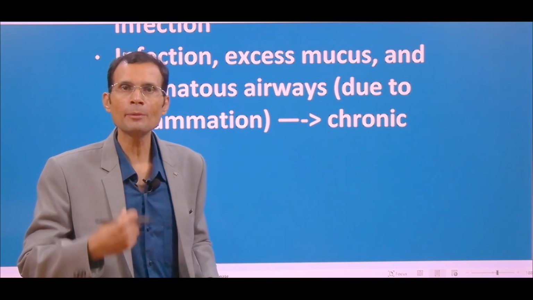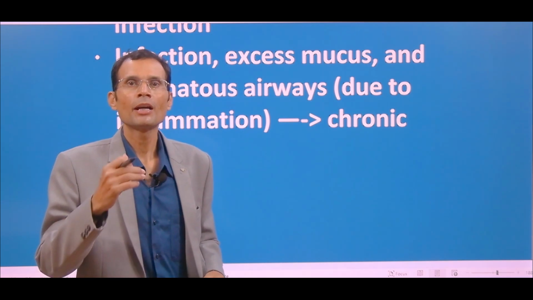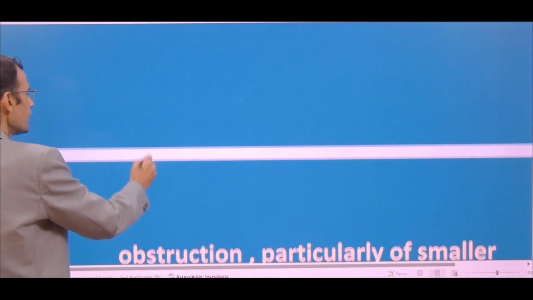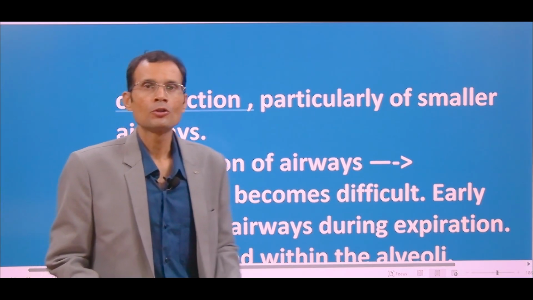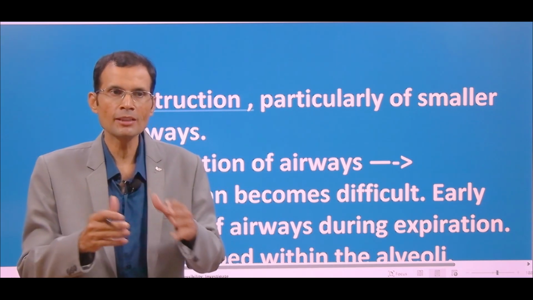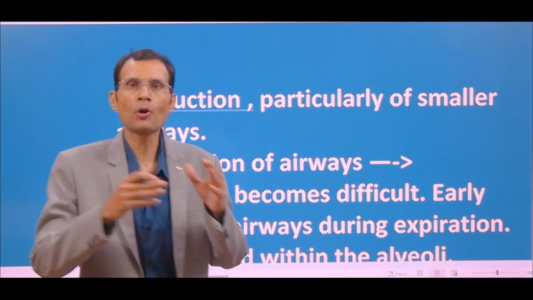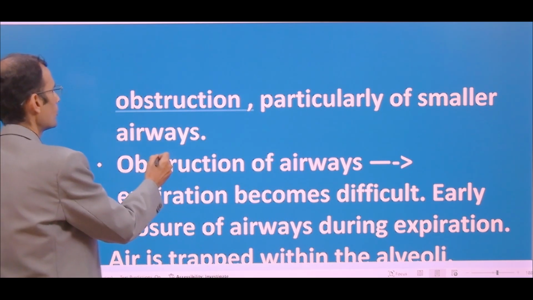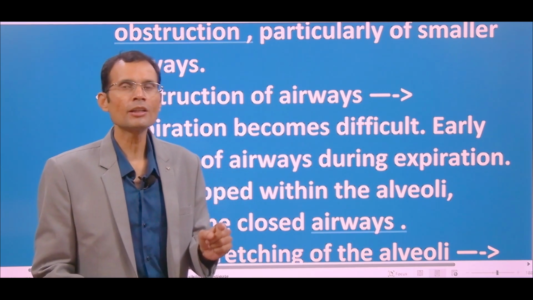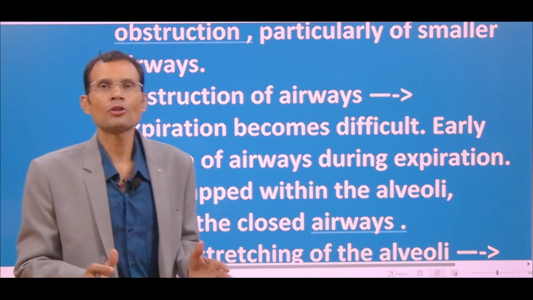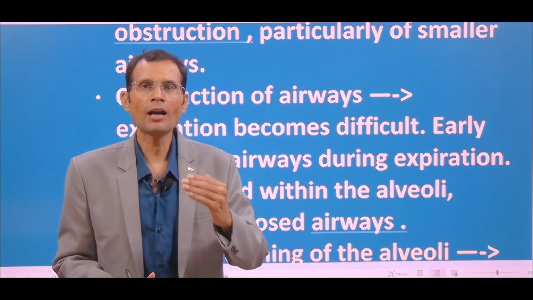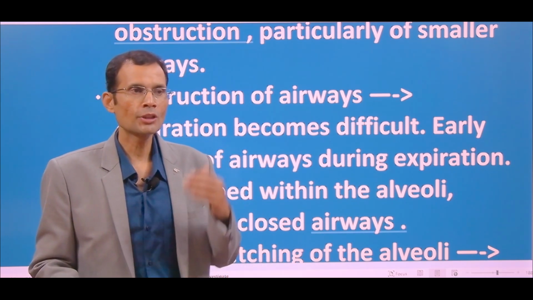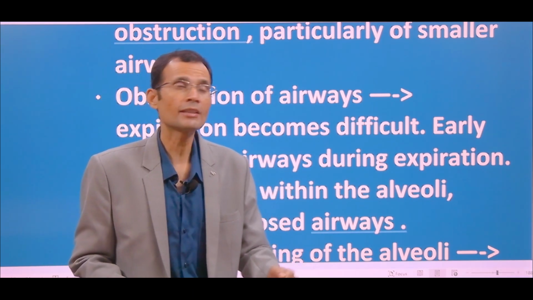You know, if there is inflammation of the airways because of the irritation, it will lead to thickening of the airway wall, edematous airways. Now this will result in chronic obstruction. So something that starts as COPD or chronic bronchitis will then progress to emphysema. And this chronic obstruction is particularly of the smaller airways. That's quite logical to understand. Mucus plugs are to be cleared. It will be more difficult to clear those mucus plugs from the smaller airways. So they will get obstructed early and easily.